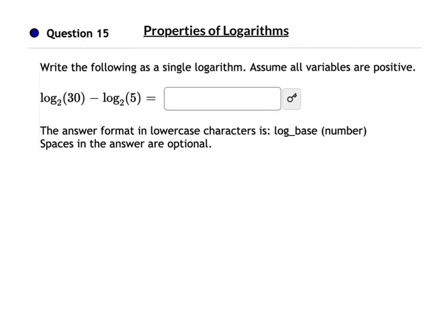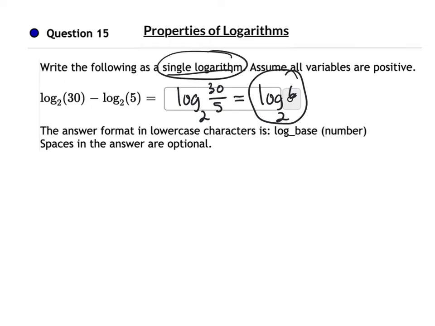Write the following as a single logarithm. When do we subtract our exponents? That's when we're dividing. This is equal to the log base 2 of 30 divided by 5, which we ought to simplify to the log base 2 of 6. And there's my answer. Notice here, you're not evaluating that. You're just writing it as a single logarithm.